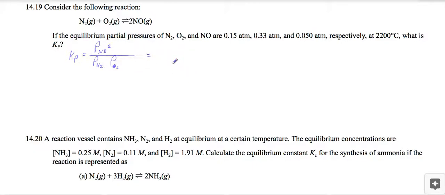We have our nitrogen oxide, which is going to be 0.05. Square that, 0.15, and 0.33. And plug things in, we end up with an equilibrium constant of 0.0505. So these are just really simple plug-in numbers, get answers, move on.